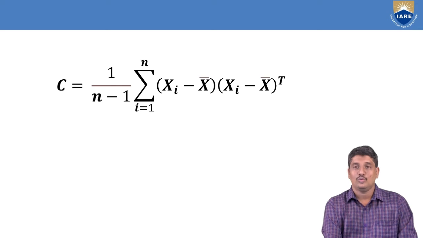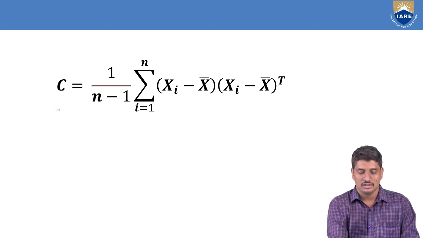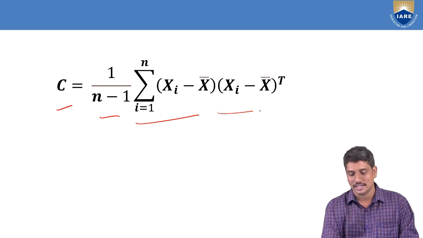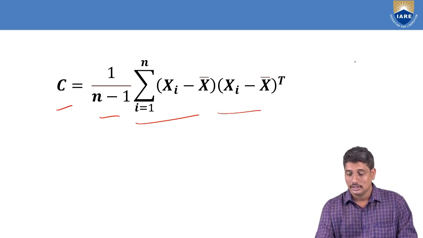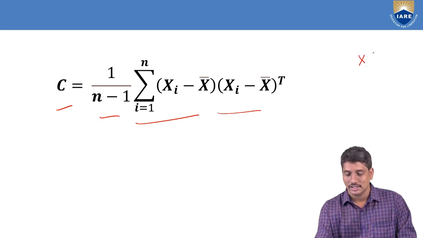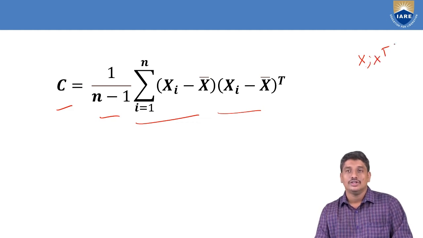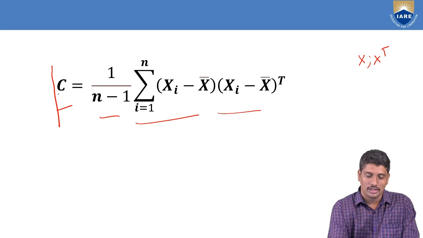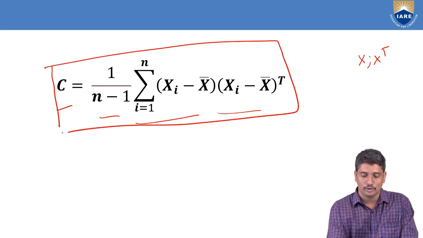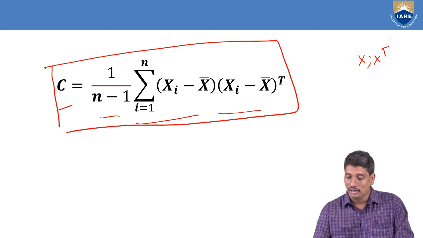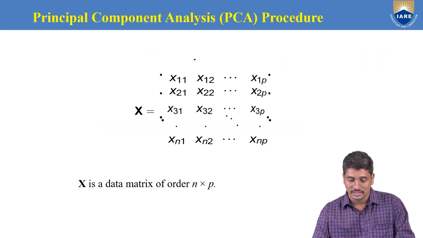C is equal to 1 by n minus 1. You can see the covariance formula: 1 by n minus 1 summation of xi minus x bar, whole transposed, where we are calculating the covariance for a set of variables x with the transpose x transpose. So this is the covariance formula which we use to calculate the covariance between two variables. Okay, and let us move to another slide.